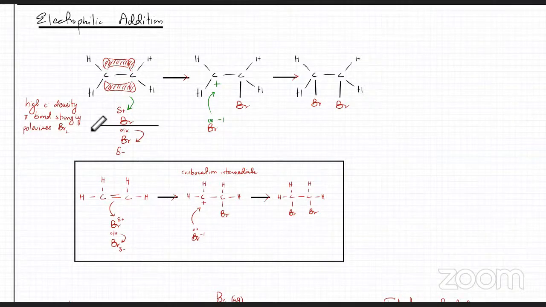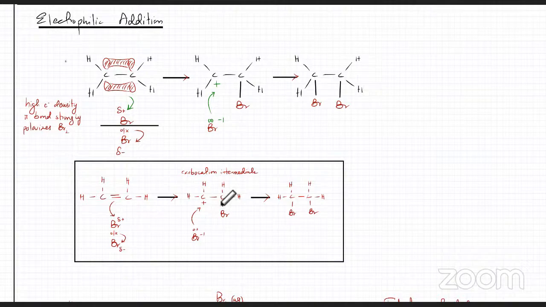The pi bond strongly polarizes the bromine molecule. It repels the bromine electrons, and you get a very positive bromine and a very negative bromine. The positive bromine grabs the electron cloud and bonds with the carbon atom. The other carbon atom becomes a carbocation, then the Br- goes and bonds with it. That's electrophilic addition, so that's the mechanism written over here. You get a carbocation intermediate, and it's a two-step reaction.